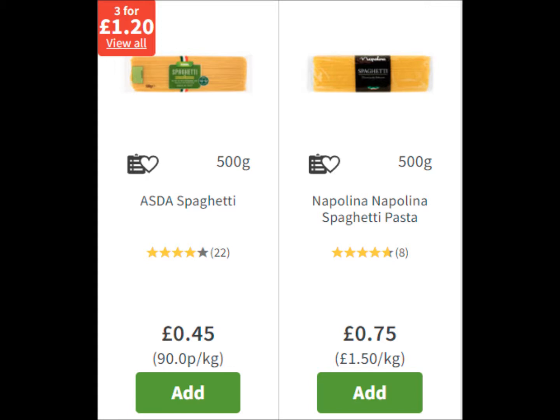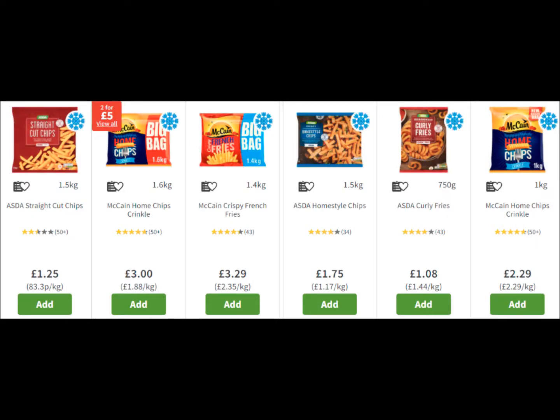The next one we've got quite a lot of different types of frozen chips here. So take your time and have a look at all the different prices. Have a think which one is just the cheapest one to buy and which one is the cheapest overall per kilogram, the best buy per kilogram. So you can pause the video and have a wee look.